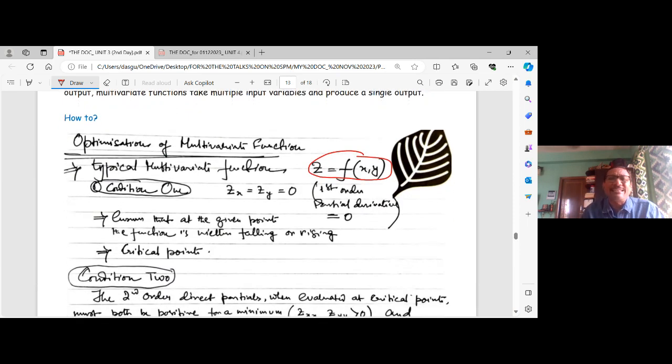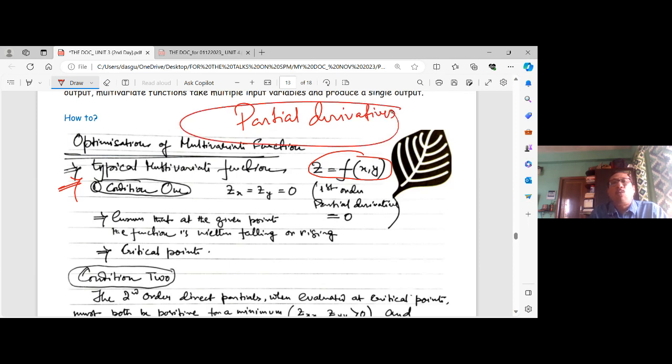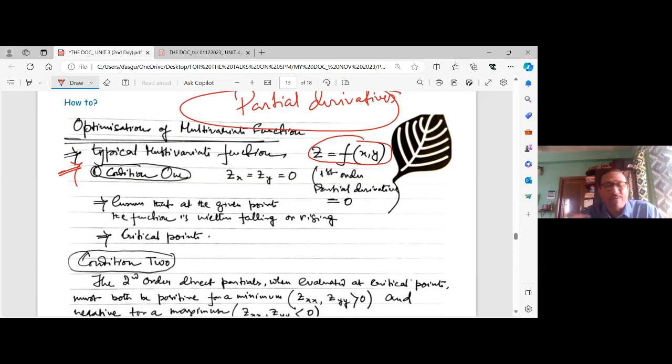So, again, this is the first condition, where Zx means simply the first order derivative of the function with respect to x, and Zy is the first order derivative of the function with respect to y. This is condition one. The only thing is that you have to do partial derivatives. Why do you need to understand this? This portion is most probably not covered in your study note, or maybe a little bit has been said.